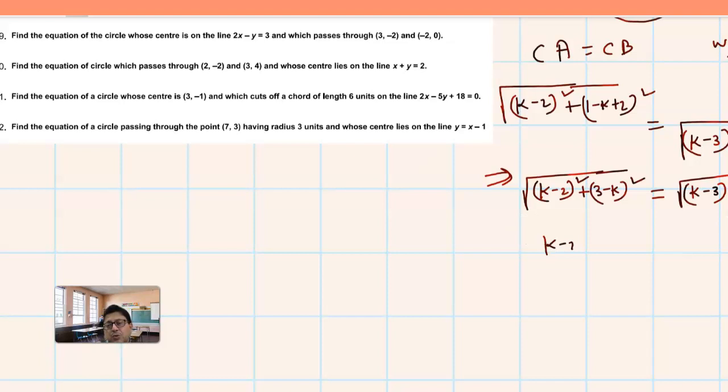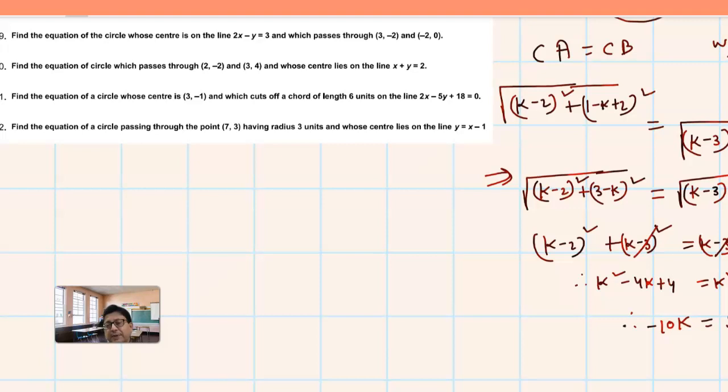(k minus 2) whole square plus (k minus 3) whole square equal to (k minus 3) whole square plus (k plus 3) whole square. So cancel. So k square minus 4k plus 4 equals k square plus 6k plus 9. So 10k is minus 5, k equal to minus half.